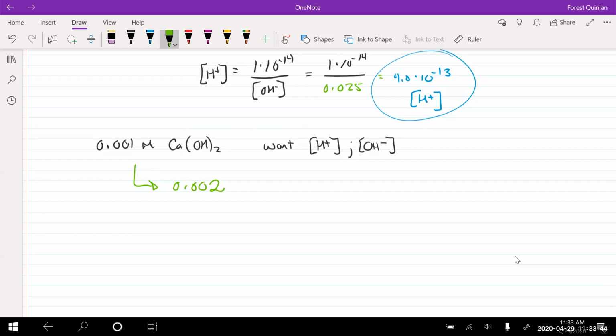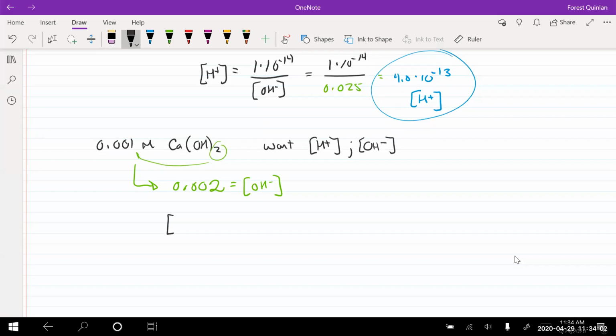0.001. Two. Oh, yes, you're right. Always be conscious of that. That's the reason why I wanted to hammer this home one last time. So yeah, we have 2 hydroxides there, so we multiply it by 2.